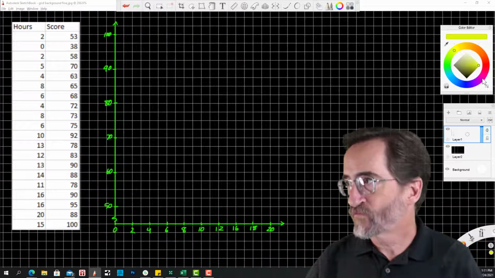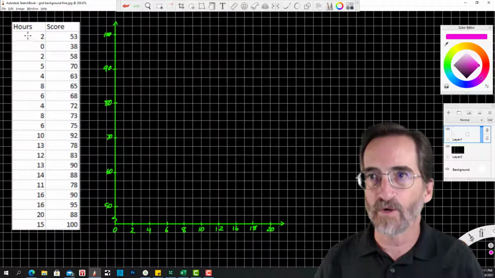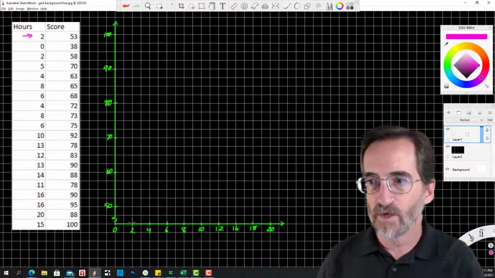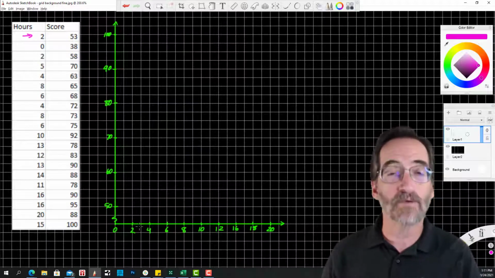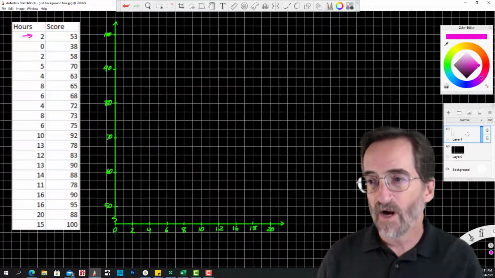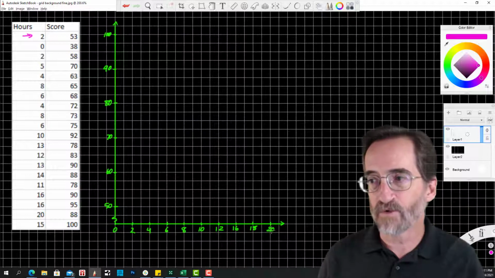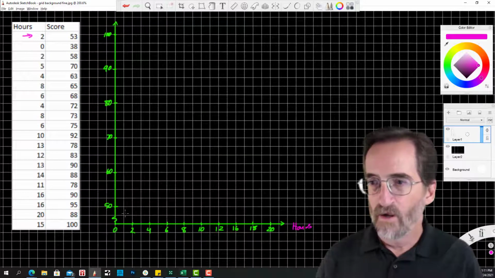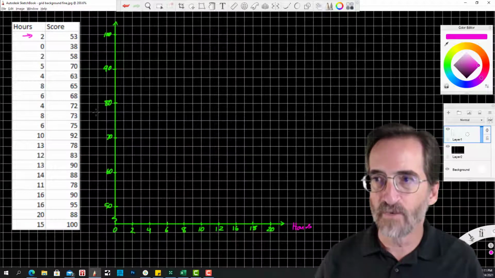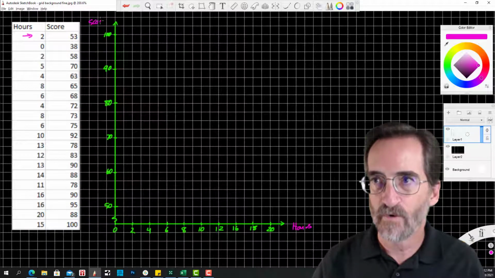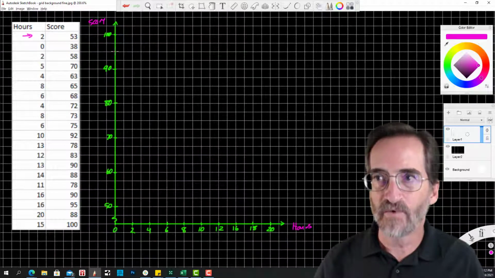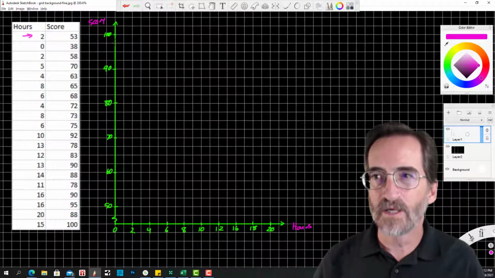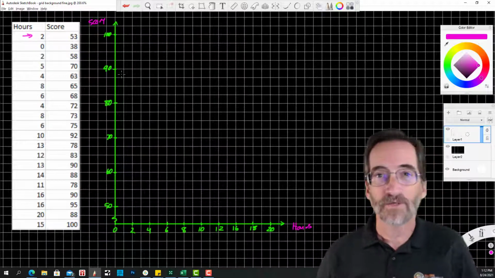Okay, so what I'm going to do is plot each piece of data, each row. So 2, 53. Now note the scale. You have some decisions to make as far as the scale you make your graph. I made 1 hour increments across the bottom, 4 hours. And if you look at my scale, every 4 tick marks is 10 points of score. So that means 95, for example, is halfway between, and each of these represents 2.5 points.